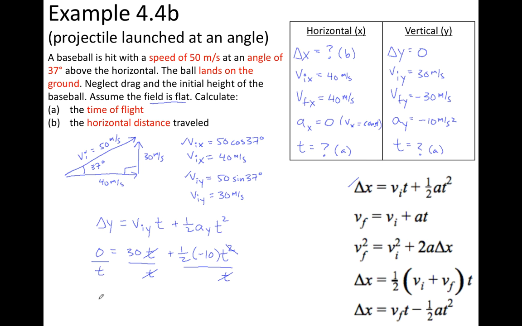What we have left over, 0 divided by t is just 0. We have 30 plus a half times negative 10. That gives you negative 5. And now this is pretty straightforward. I can move the 5t over to the other side by adding it. So that gives me 5t is equal to 30. And then I just need to divide both sides by 5, giving you t is 30 divided by 5, which is 6 seconds. So the time of flight for our baseball is 6 seconds.